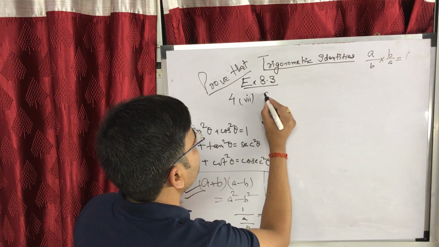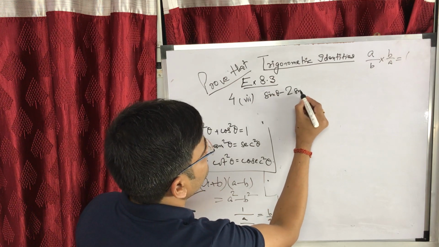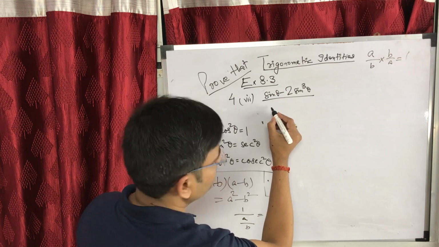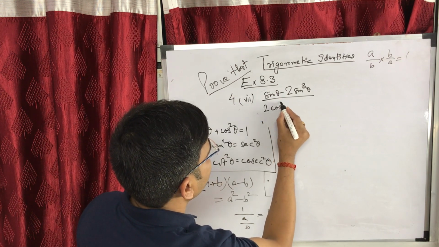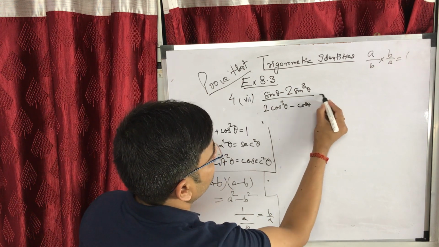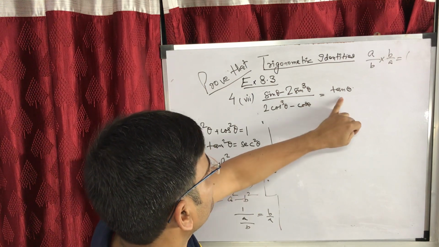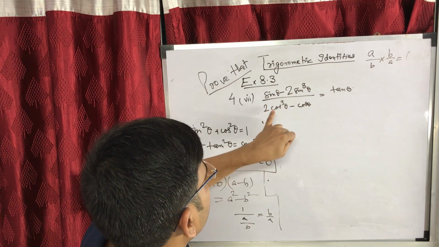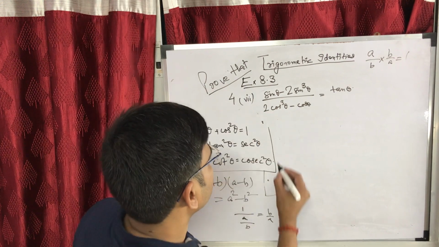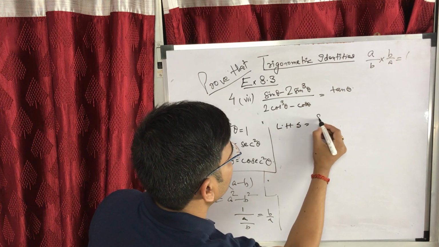(sin theta minus 2 sin cube theta) by (2 cos cube theta minus cos theta) equals tan theta. The very thing which comes to my mind is that I take sin theta common here, and cos theta common here, and sin theta by cos theta is tan theta. That is what comes to my mind. Anything else, if you are thinking, don't think.